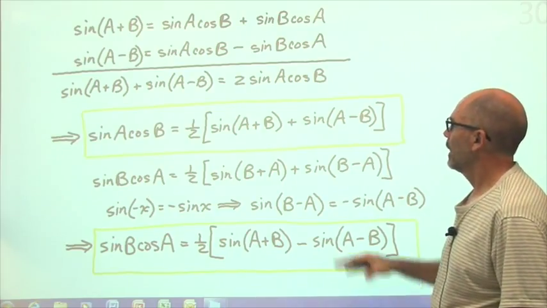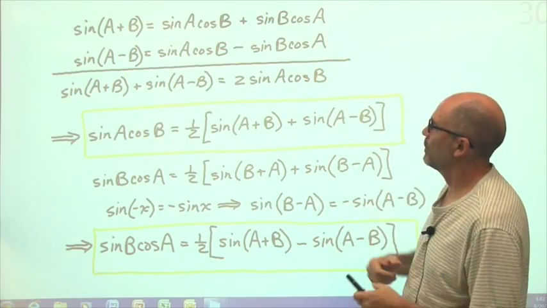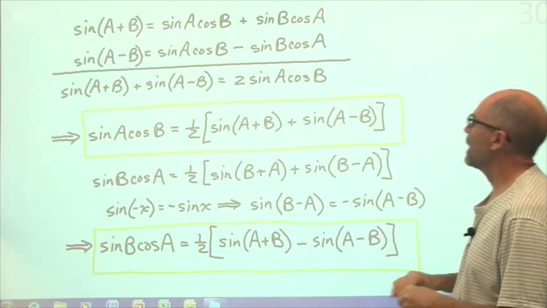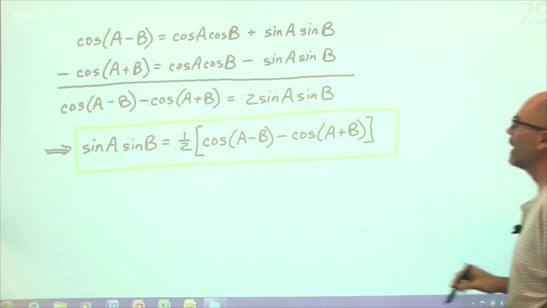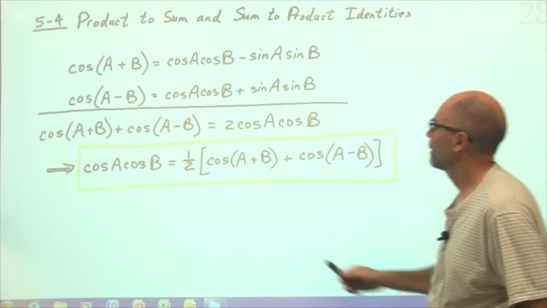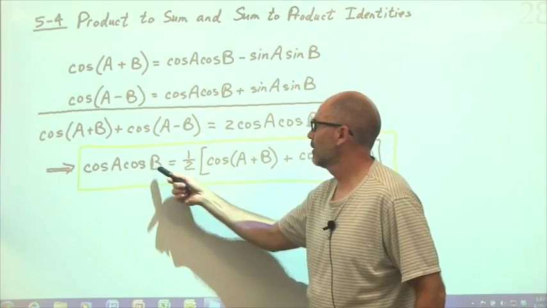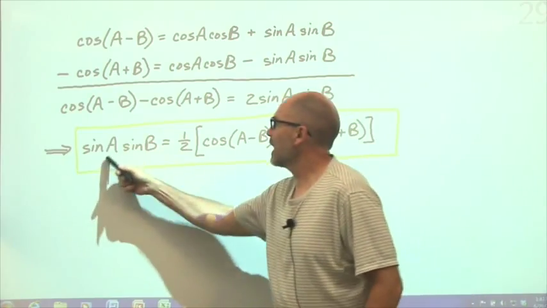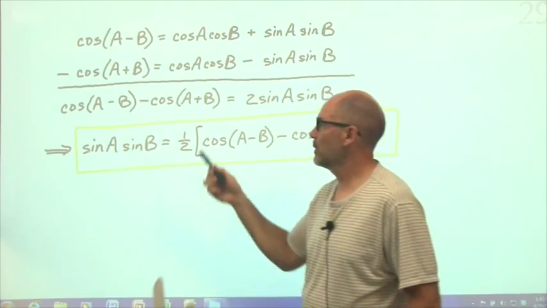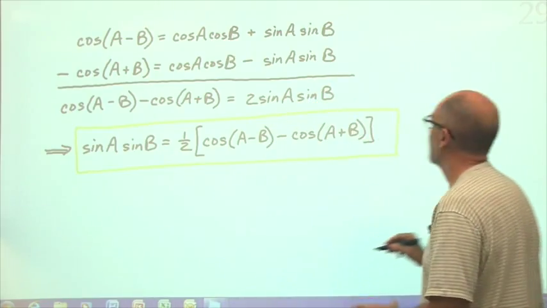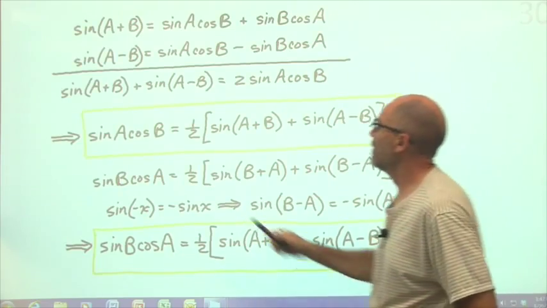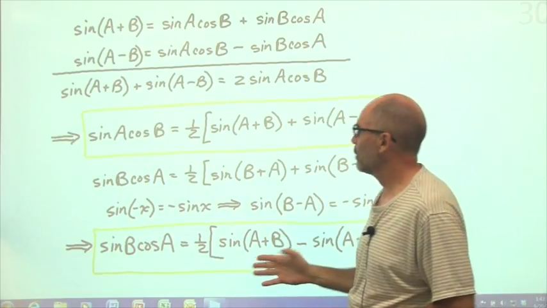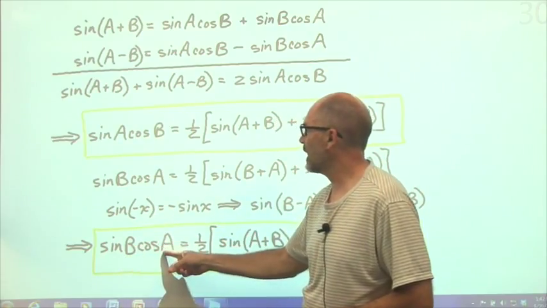Now, instead of doing this all over again with subtraction, if we want, notice what we have so far. We have cosine A cosine B, so we have two cosines. Next one, we have sine A sine B. So we did two cosines, then we did two sines. Now we have a sine cosine. Well, the next one that we want would be a sine B cosine A.